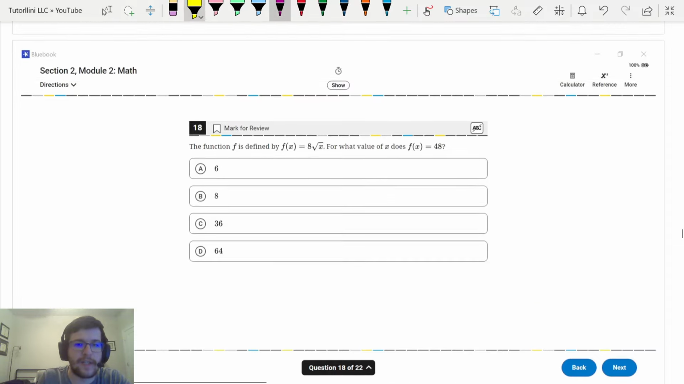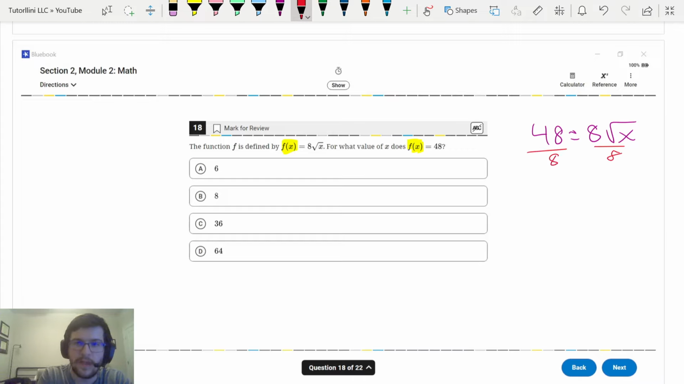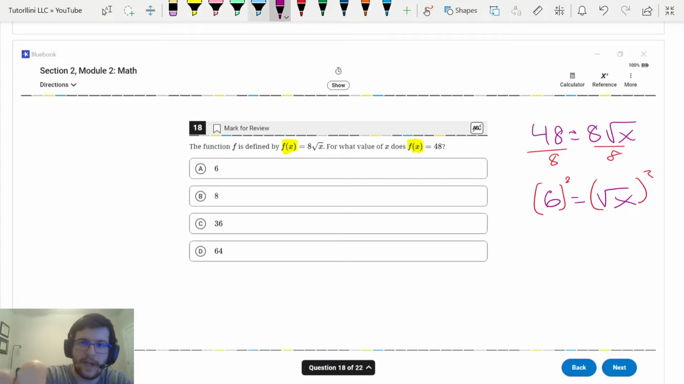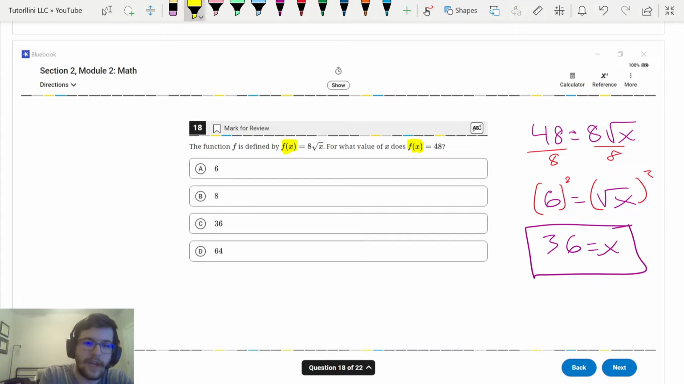Now this one's a little different. You could also use Desmos for this one if you wanted. Maybe I'll go through it. This one doesn't say f of 48. It says f of x equals 48. So what you're going to do is replace this with 48. So 48 equals 8 root x. We want to get the square root by itself, so we're going to divide both sides by 8. And we get 6 equals root x. Now to get rid of the square root, we square both sides. And you get 36 equals x. That's the answer.